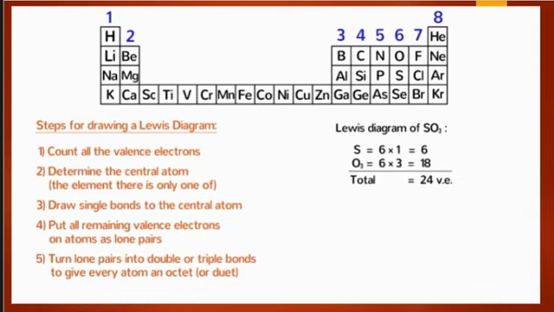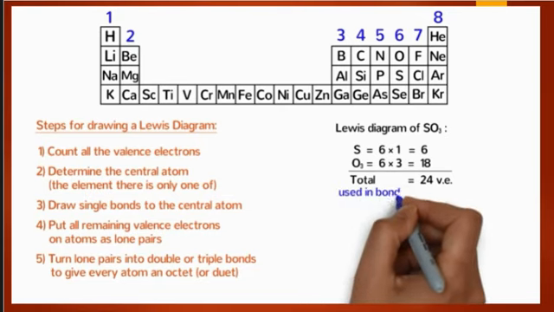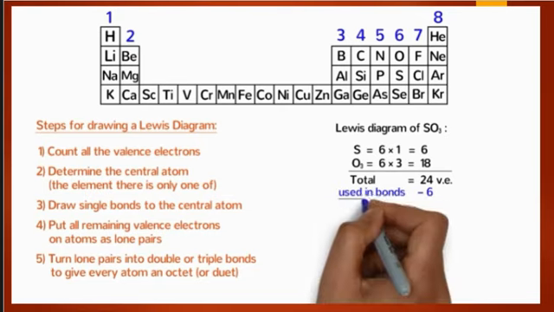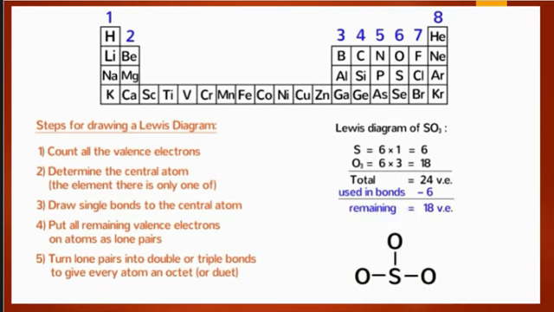Step 2, determine the central atom. This time, sulfur is the central atom because there is only 1 sulfur in the molecule. We write sulfur in the middle with the 3 oxygen atoms all around it. Step 3, draw single bonds to the central atom. Step 4, we started with 24 valence electrons, and we have used 6 electrons to make the 3 single bonds. This means that we have 24 minus 6, or 18 valence electrons remaining.